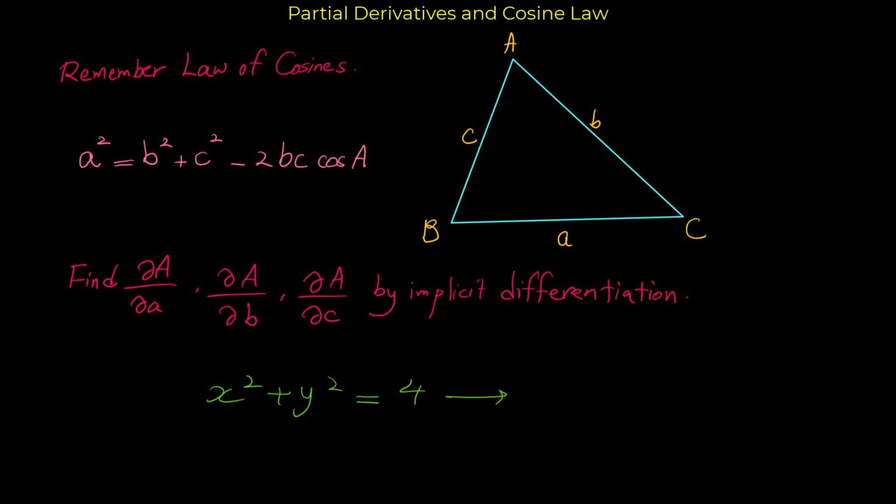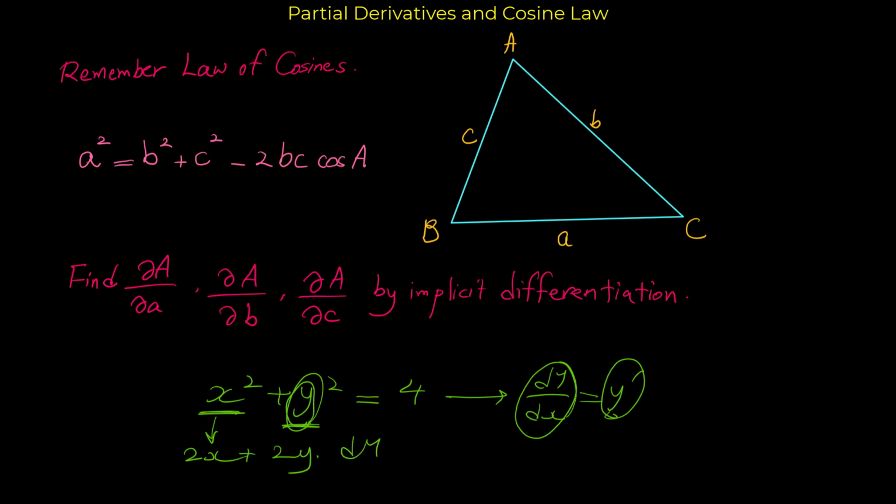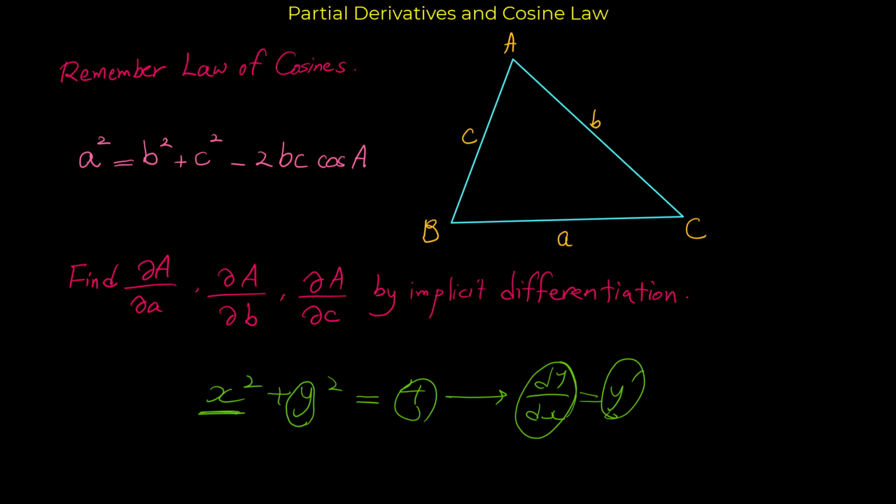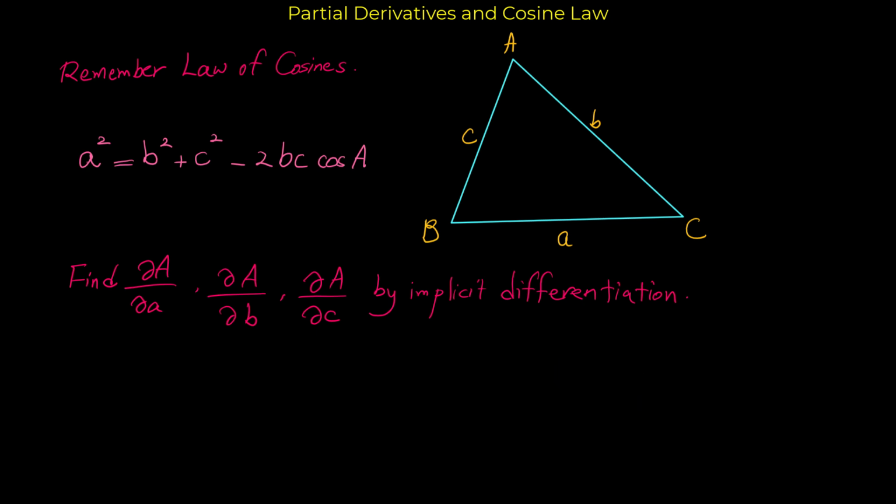Here, if you want to find dy over dx, or y prime basically, you are going to find the derivative of x squared, which is 2x. Then you find the derivative of y squared, 2y. But because y is a function, you multiply this by y prime or dy over dx. And the derivative of the other side is 0. Then you solve this relation for dy over dx. This was implicit differentiation. Now, let us solve this question.